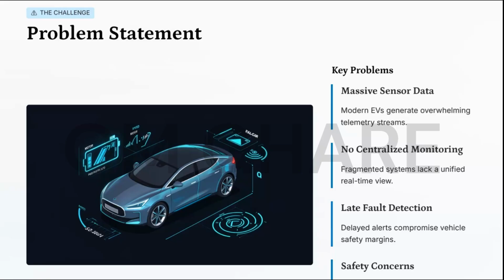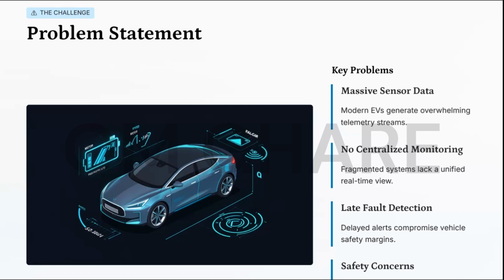As we can see on this slide, the modern electric vehicle continuously generates a huge amount of sensor data: battery management systems, motor controls, obstacle sensors, temperature sensors, and many other subsystems. So this produces a large amount of telemetry that needs to be monitored in real time. The first challenge is the massive sensor data. A driver cannot manually observe every parameter while driving.